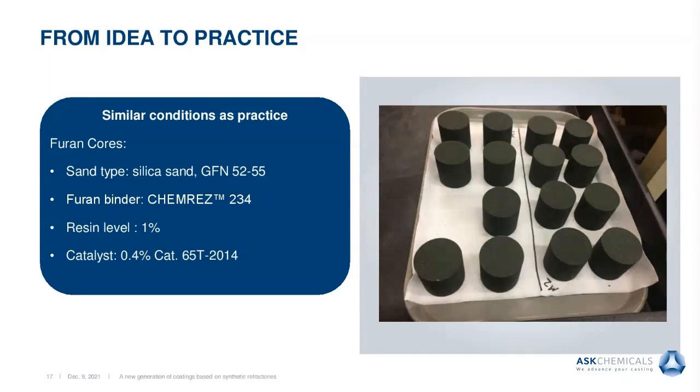The development of these new coatings for steel castings has been done in the States, and you see here what we have done. There are furane compression cores made out of silica sand of AFS 52 to 55 with a furane binder at a 1% level addition and 0.4% catalyst.